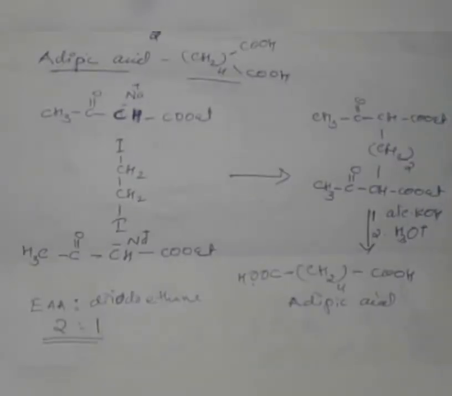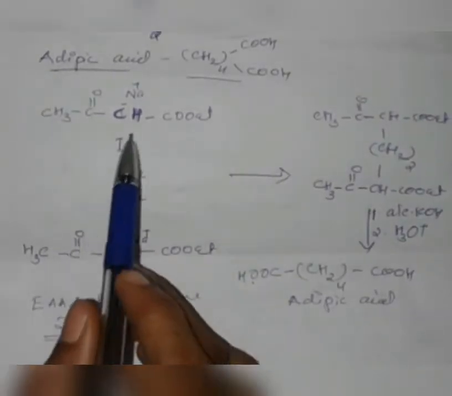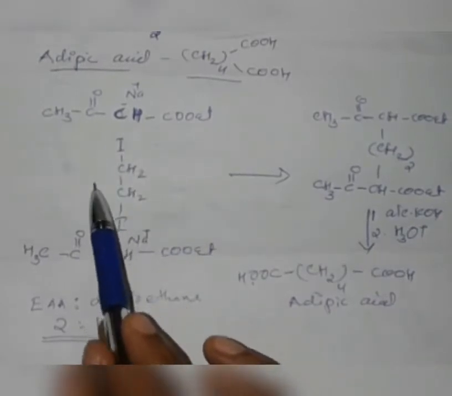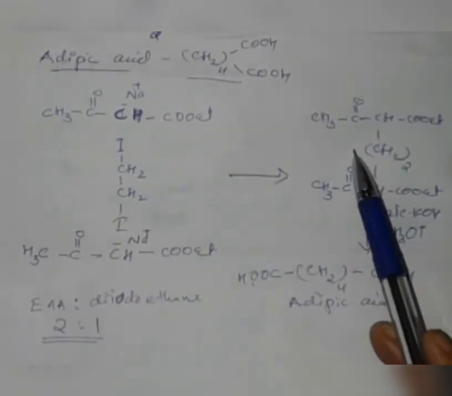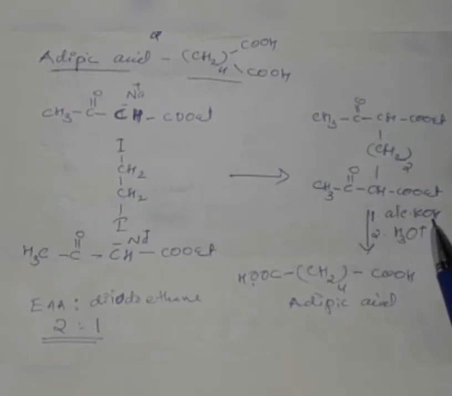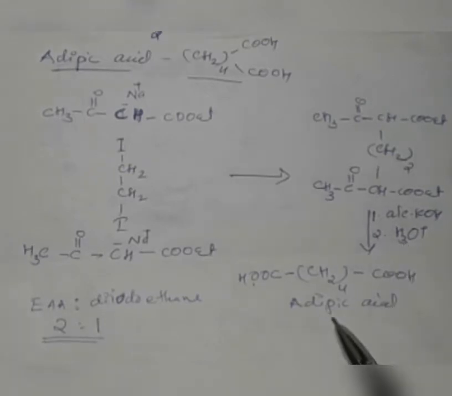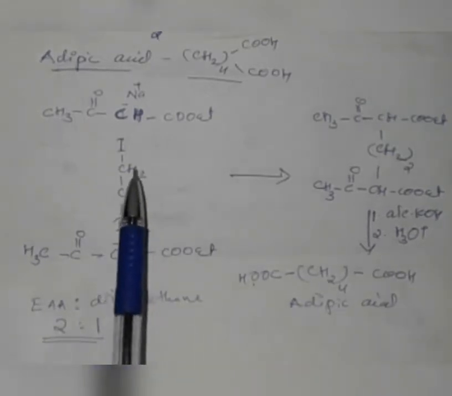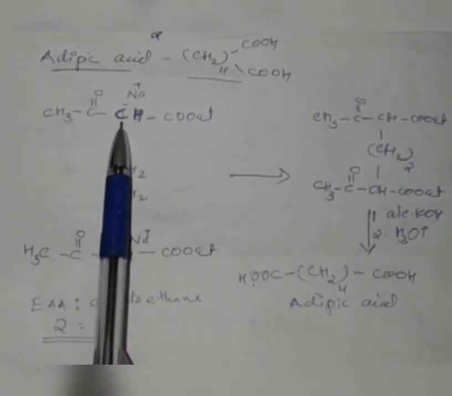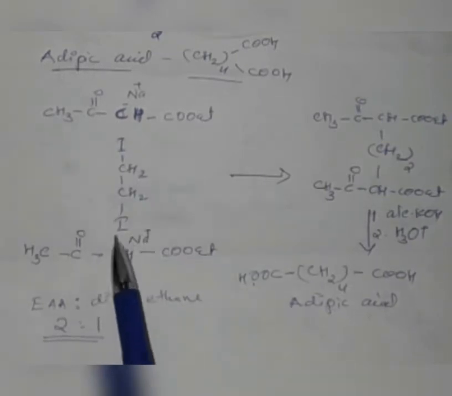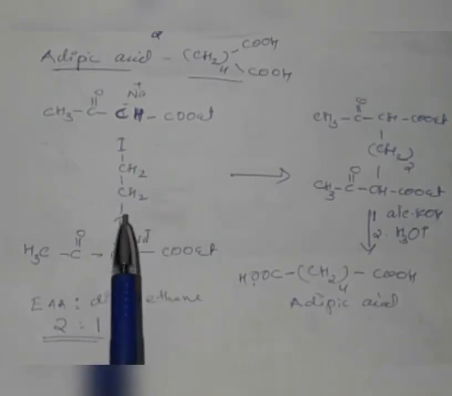Now we are going to discuss the synthesis of adipic acid from EAA. The sodium salt of EAA is treated with diiodoethane and we get this product, which on alcoholic hydrolysis followed by acid hydrolysis gives adipic acid. Here two molecules of the sodium salt of EAA react with one molecule of diiodoethane. That is, diiodoethane is ICH2CH2I.